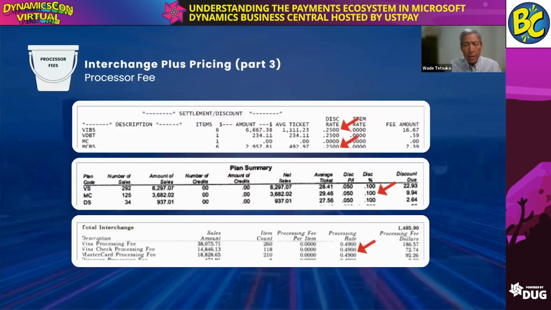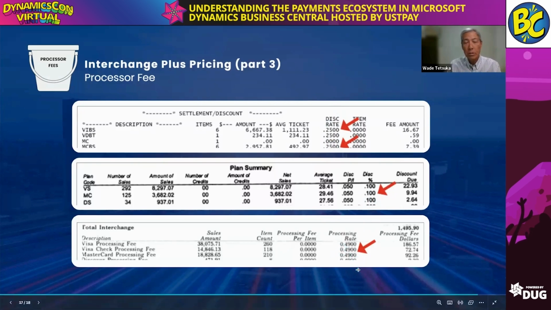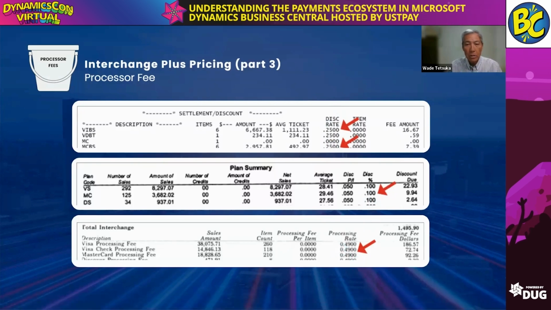And then finally, the processor fee, the third bucket, they often appear as what's called the discount rate. And you can see in this one, it's 25/100%. This one's 10/100%. This one's 49/100%. So about 0.5%. So this could vary depending on how it's negotiated and what your merchant service provider is quoting you. So those are the three buckets.